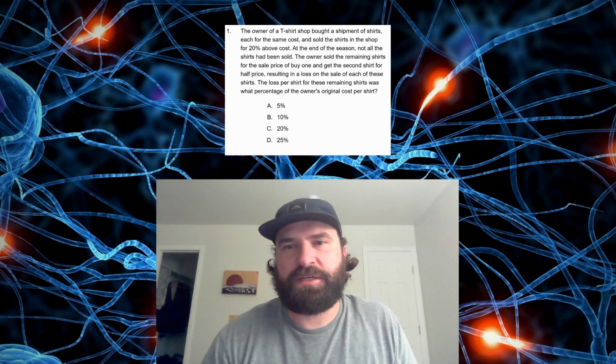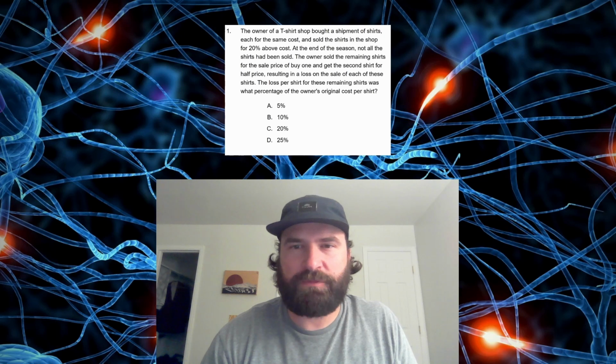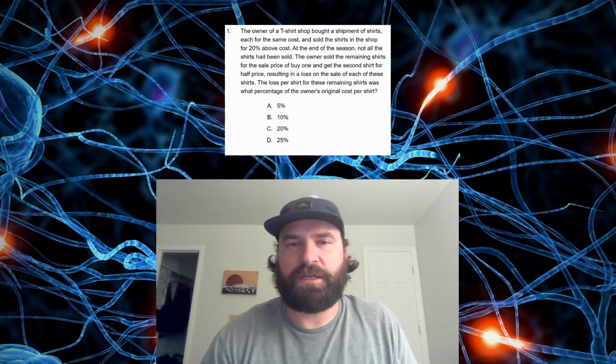At the end of the season, not all shirts had been sold. The owner sold the remaining shirts for the sale price of buy one and get the second shirt for half price, resulting in a loss on the sale of each of these shirts. The loss per shirt for these remaining shirts was what percentage of the owner's original cost per shirt?